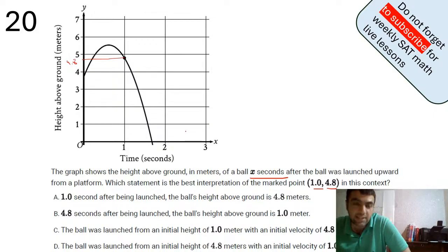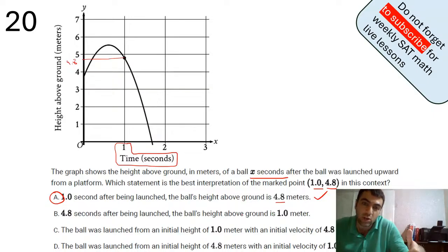You are saying it is C: the ball was launched from an initial height with an initial velocity. No. 1 is time, guys. Let's read. 1 second after being launched, the ball's height above ground was 4.8 meters. A is the correct choice, okay? You say C, but it is not C. 1 is time. This is A.